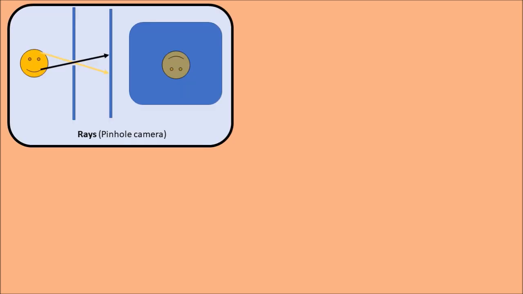We've seen how we can describe light using different models, each model more complicated and more complete than the preceding one. The simplest model is the ray model, which says that each object point scatters rays of light in all directions, and that each ray travels in a straight line. With this model, the pinhole camera can be explained.